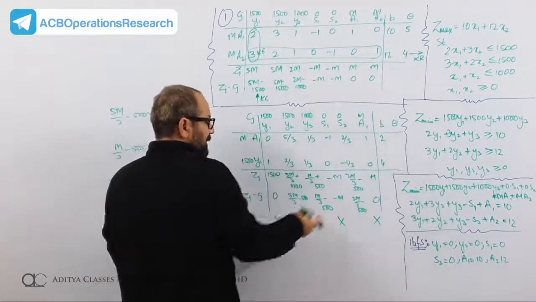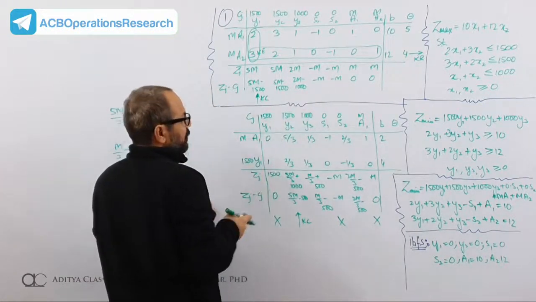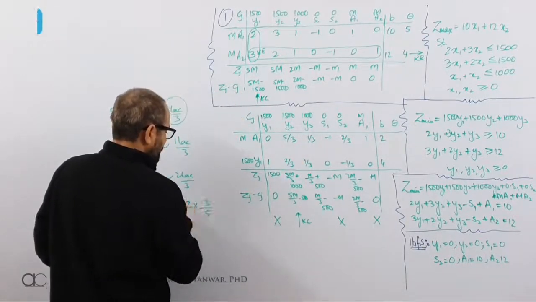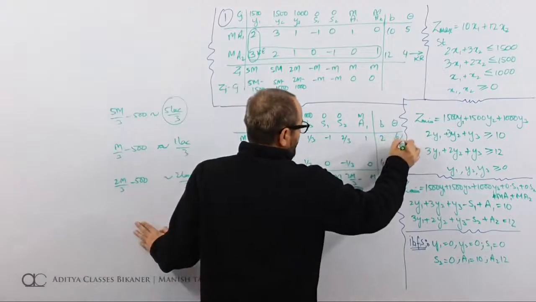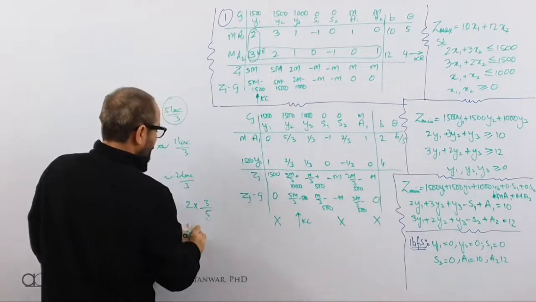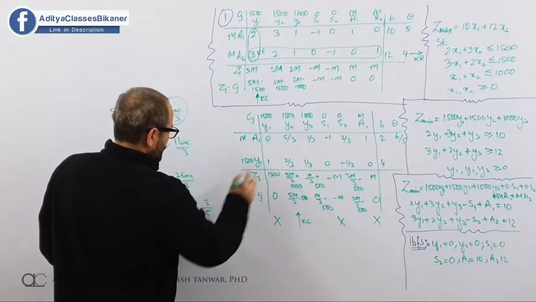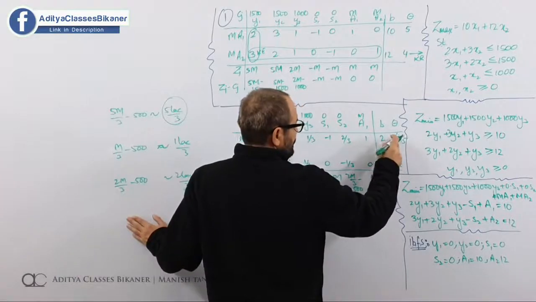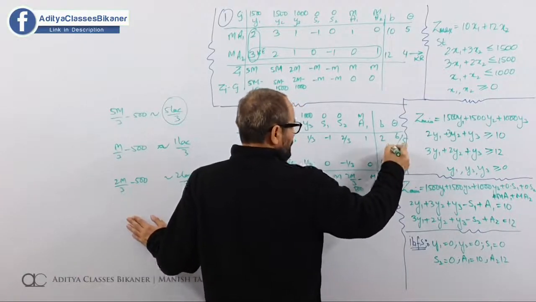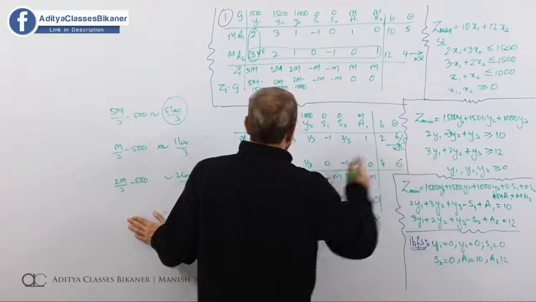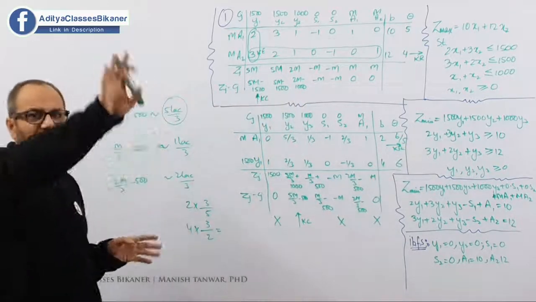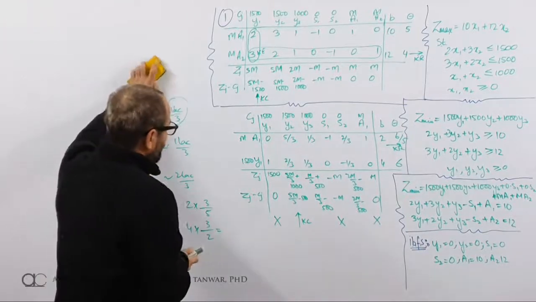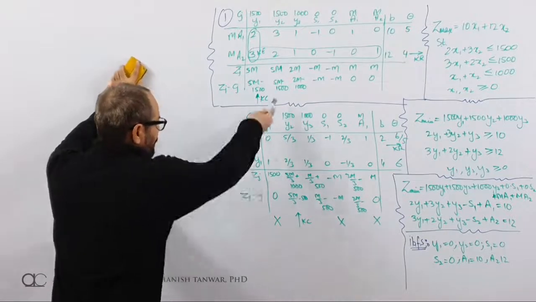And if I divide B by key column, I will get my key row. 2 divided by 5 by 3, making it 6 by 5. And this one would be 4 divided by 2 by 3, making it 12 by 2, that is 6. So this is 6 by 5, this is 6. So this will definitely be smaller. So this time A1 is your outgoing variable. If A1 is your outgoing variable, you have your incoming variable as Y2.